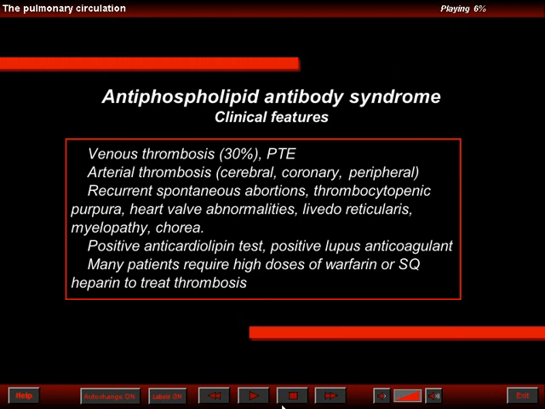Antiphospholipid antibody syndrome. Clinical features are venous thrombosis, 30%, and pulmonary thromboembolism. Arterial thrombosis includes the brain, the heart, and the peripheral circulation. Recurrent pregnancy loss, thrombocytopenic purpura, heart valve abnormalities, livedo reticularis, myelopathy, and chorea. Positive anticardiolipin test, positive lupus anticoagulant. And many patients require high doses of warfarin or subcutaneous heparin to treat the thrombosis.